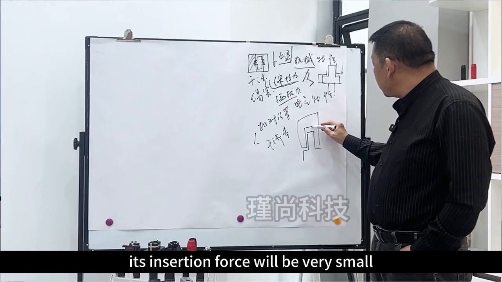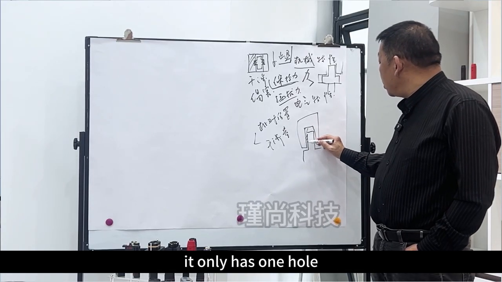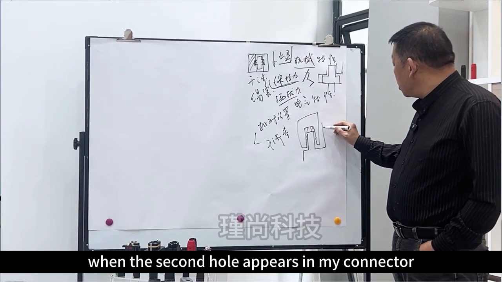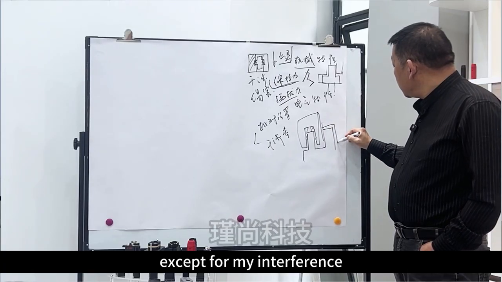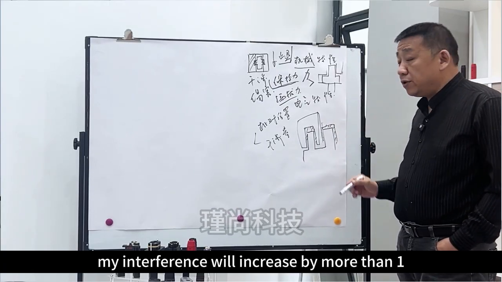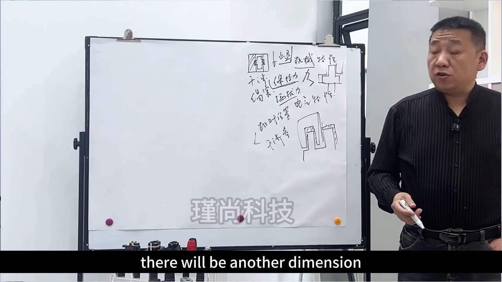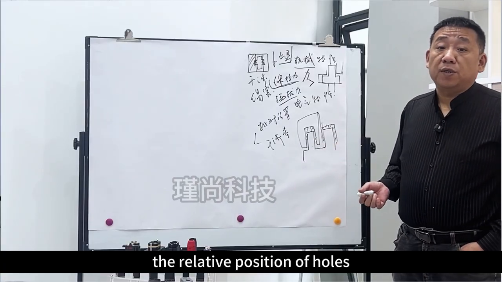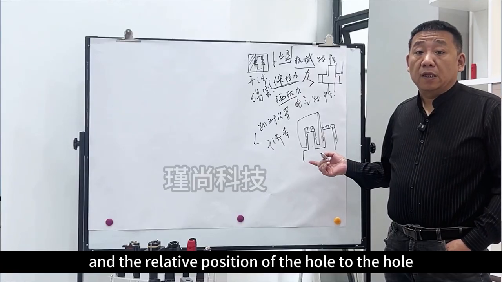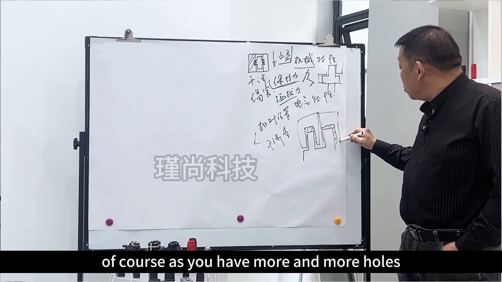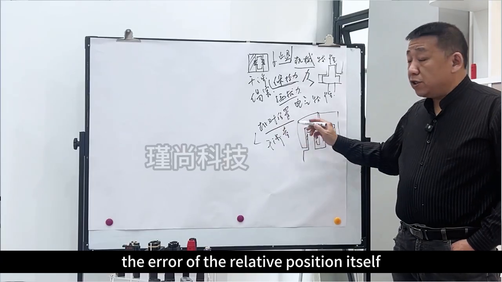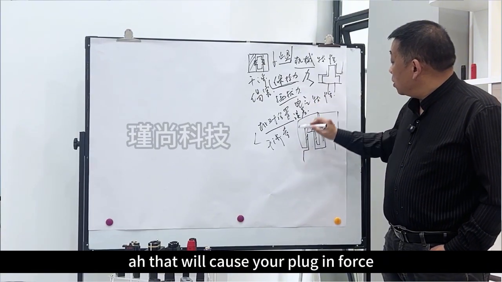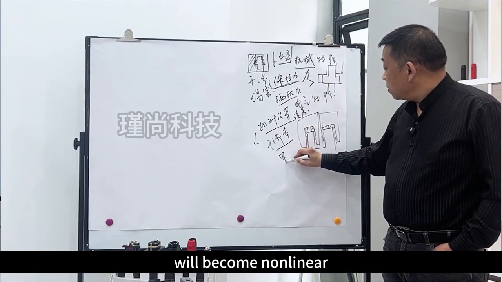Its insertion force will be very small because it only has one hole, and its interference is only one dimension. When a second hole appears in my connector, the interference will increase, and there will be another dimension: the relative position of the holes between male and female, hole to hole, one by one. Of course, as you have more and more holes, the error of the relative position itself and the accumulation of interference will cause your insertion force to become non-linear.